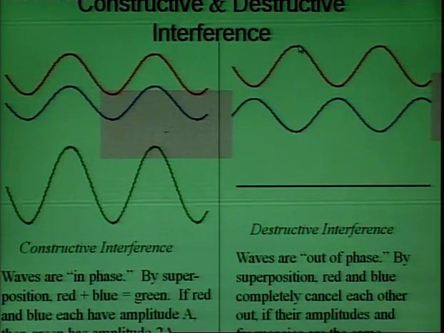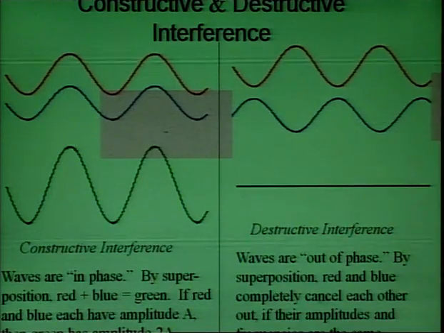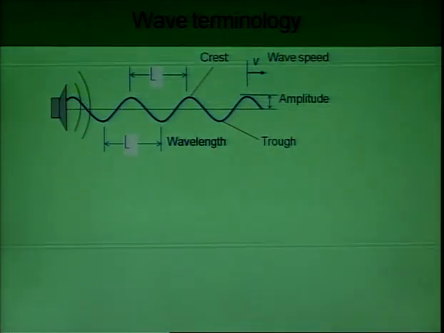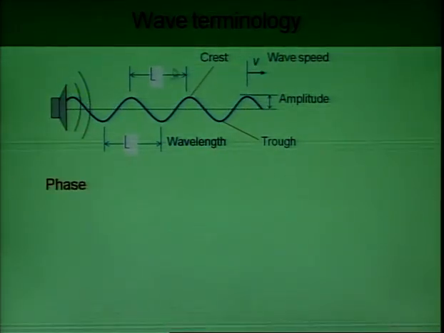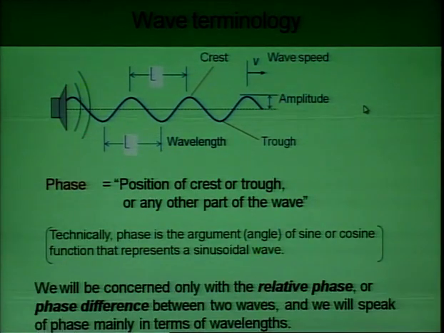In opposite phase, crest below trough, trough below crest. So the waves are out of phase by superposition. Red and blue completely cancel each other out, and if their amplitudes are the same, this green line will represent the resultant, that means no wave. So this represents destructive interference and this represents constructive interference. These are a few terms with which I think you are now familiar.